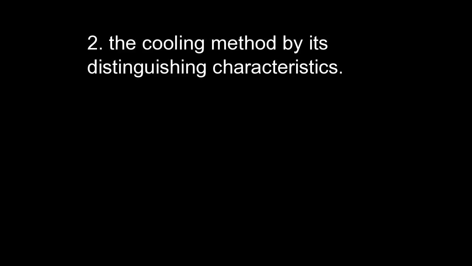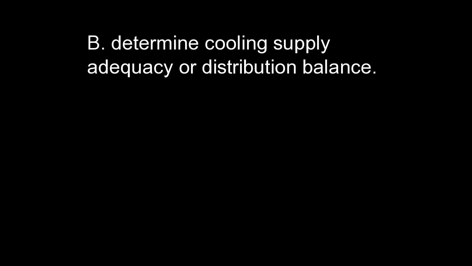9. Air conditioning systems. 9.1 The inspector shall inspect the installed central and through-wall cooling equipment. B. Describe: 1. The energy source. 2. The cooling method by its distinguishing characteristics. 9.2 The inspector is not required to inspect electronic air filters. B. Determine cooling supply adequacy or distribution balance.